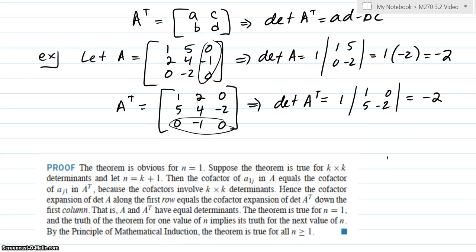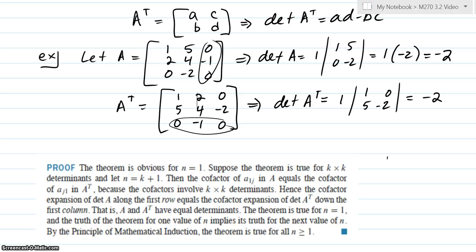Here's the actual proof if you want to read it. Again, they use induction. They show it's true for 1. And then they assume it's true for k, a k by k determinant. And then they talk about the cofactor expansion of A1j. The determinant of A equals the cofactor expansion in the transpose, because you could use rows or columns from the last video. Hence, the cofactor expansion of the determinant of A along the first row equals the cofactor expansion along the transpose down the first column.